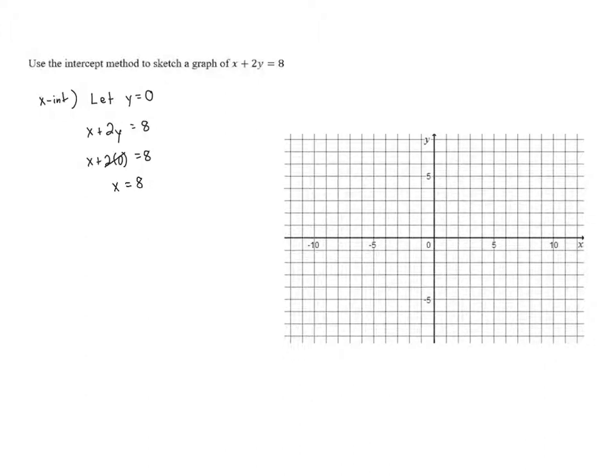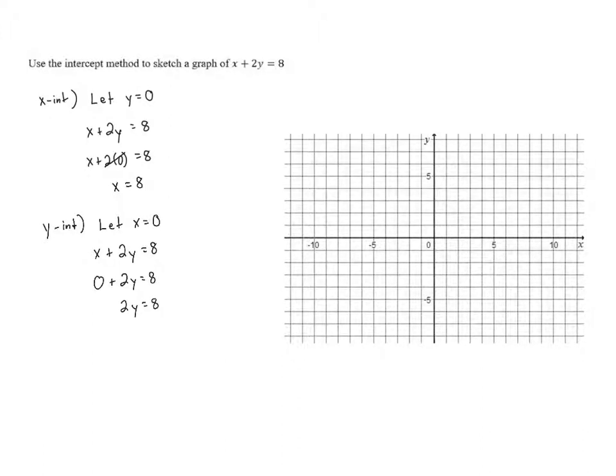That is our x-intercept. To find the y-intercept, we use a similar procedure, but this time we let x equal 0. If we let x equal 0, well, the equation is still x plus 2y equals 8. But if we let x equal 0, that's 0 plus 2y equals 8. 0 plus 2y is just 2y.